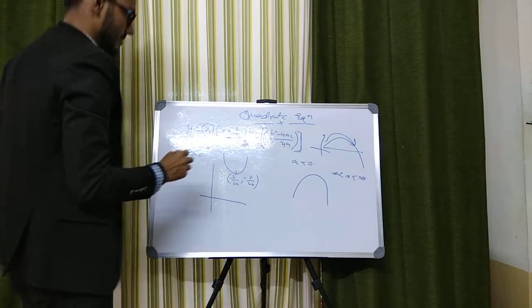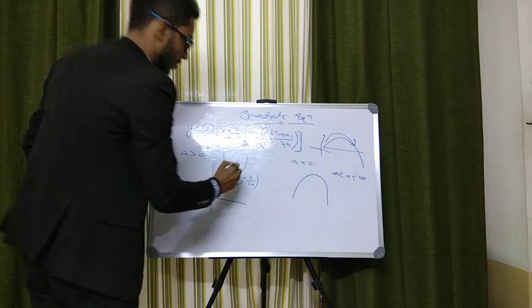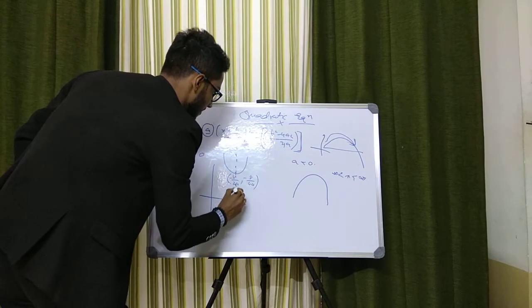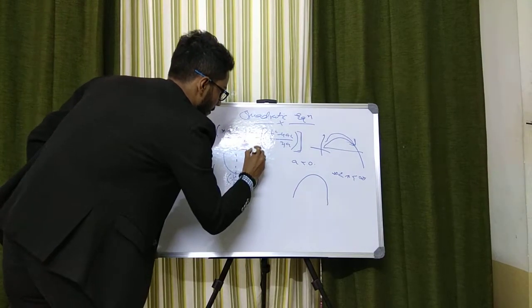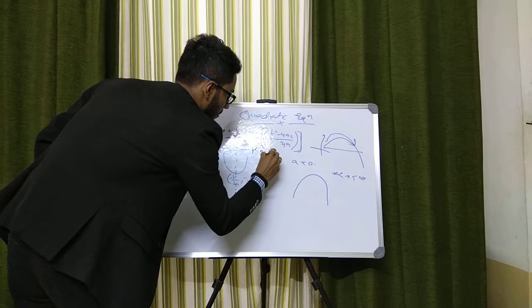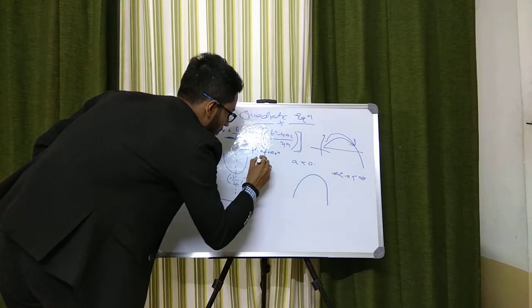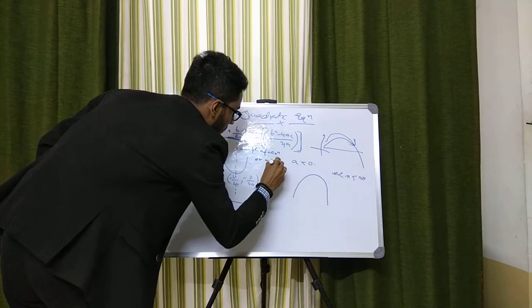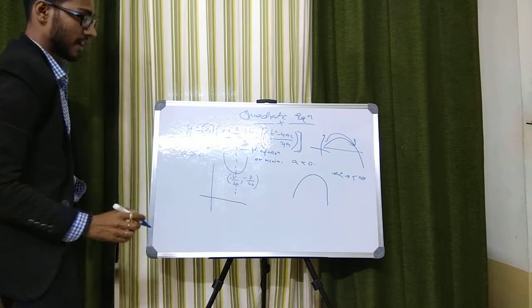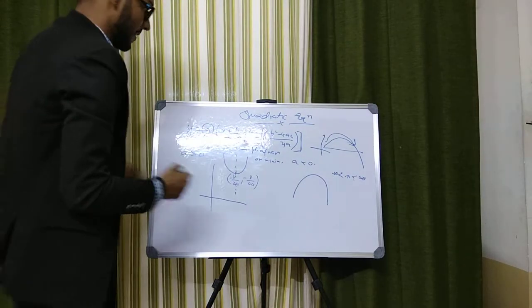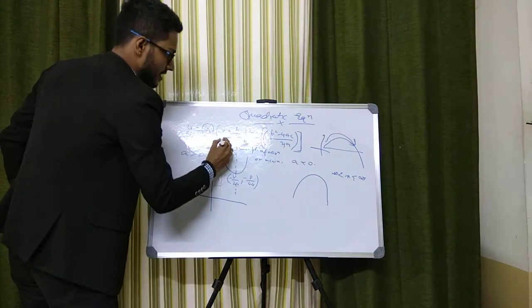Correct? So minus b by 2a comma minus d by 4a is called the vertex, or you can say this is the point of maximum or minimum. Why does this define the point of maximum or minimum? Why is this less than 0? Because this is positive always.